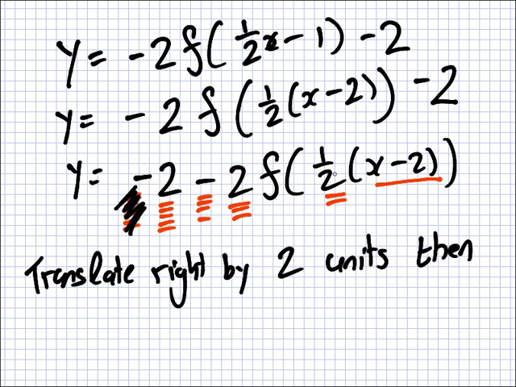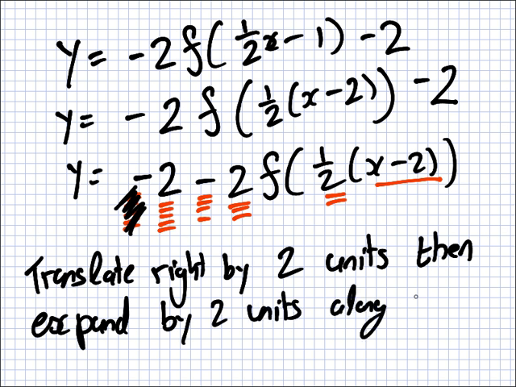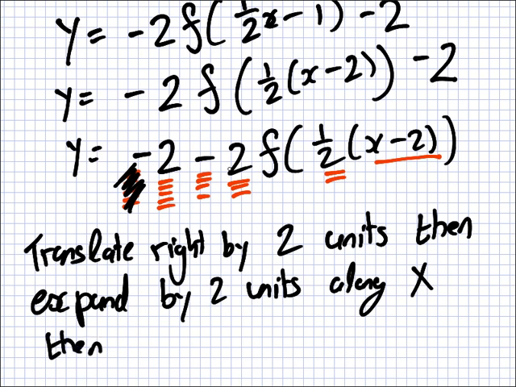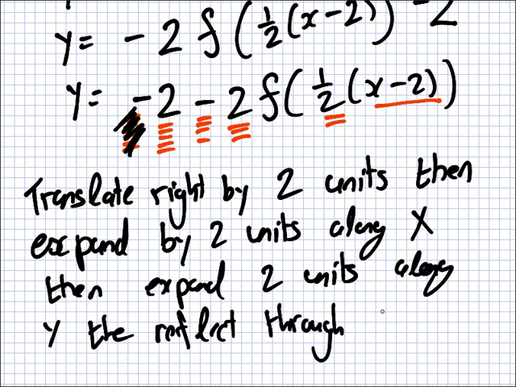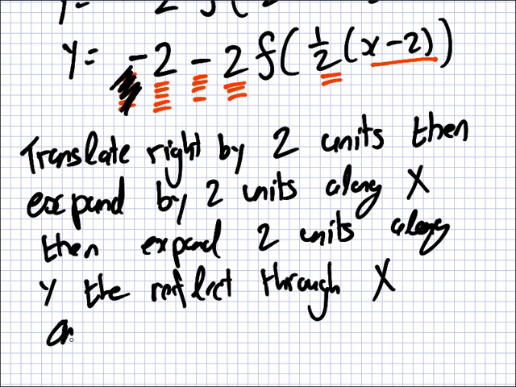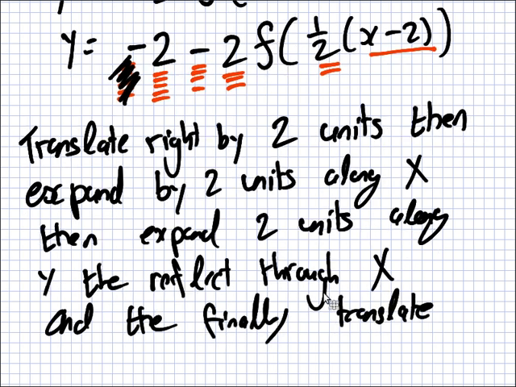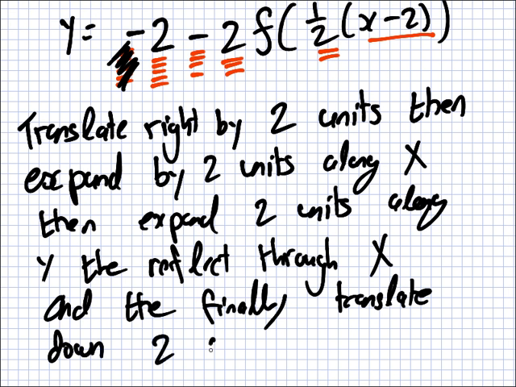Then, what will this do? Expand. Then expand by 2 units along x. Then expand 2 units along y. Then reflect in the x-axis. And then, finally, translate down 2 units.